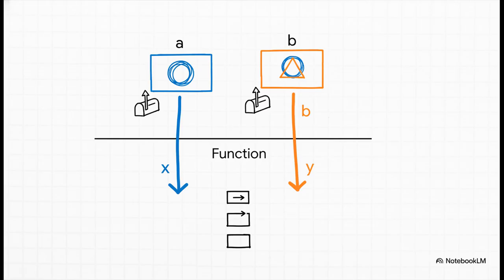Now look at this corrected function. See those asterisks? int *x tells C, hey, I'm expecting a memory address of an integer here, not the integer itself. Then, when we use the asterisk inside the function, like *x, we're dereferencing the pointer. That's just a fancy way of saying, don't give me the address, go to that address and give me the value you find there. This way, we're working directly with the original variables.